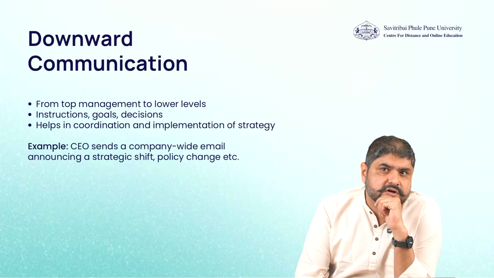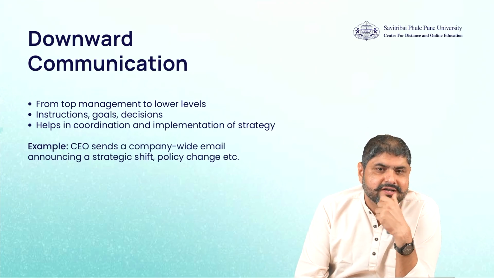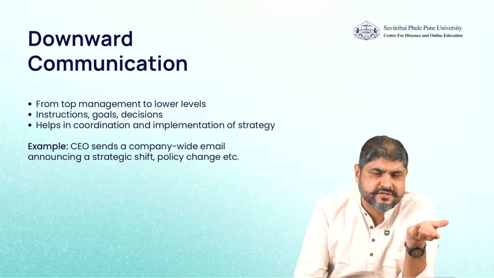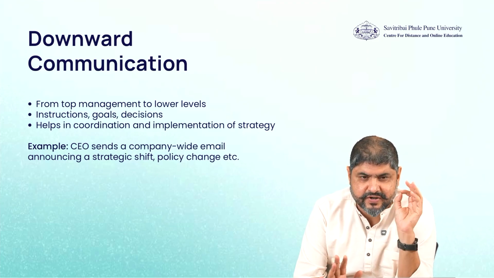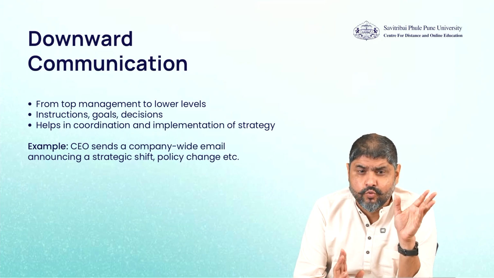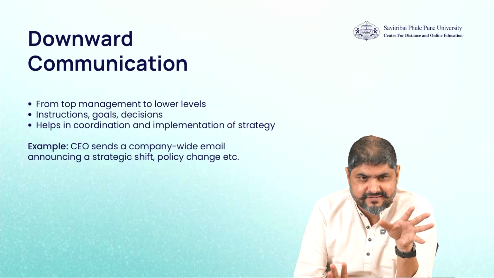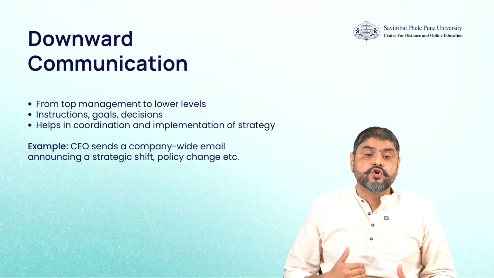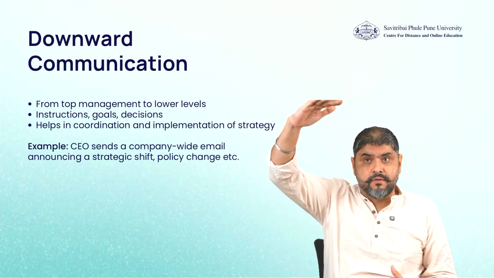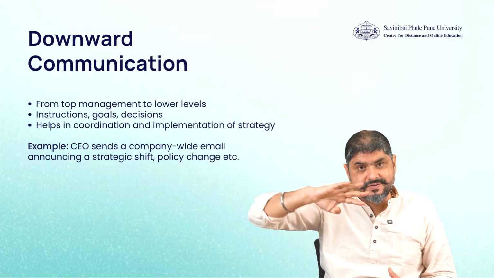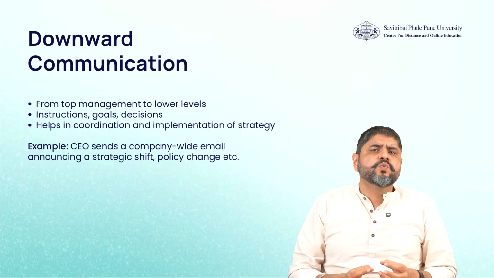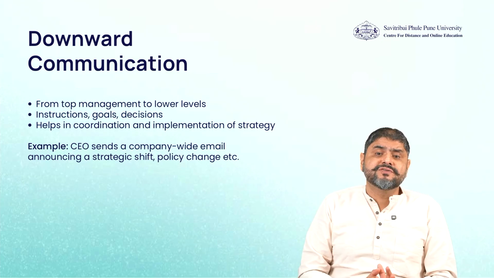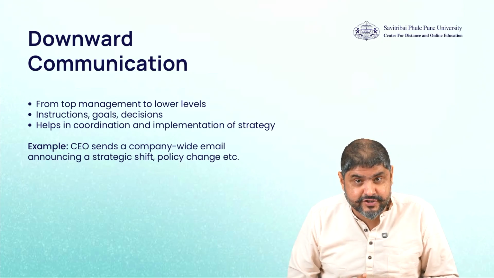Moving to downward communication. As the word clearly suggests, it's from top management to lower levels or from bosses to subordinates. Okay. Instructions, goals, and decisions. These are things that get communicated top down, that is from top to the lower rungs. Okay. Now, this downward communication is extremely essential because it helps in coordination and implementation of strategy.